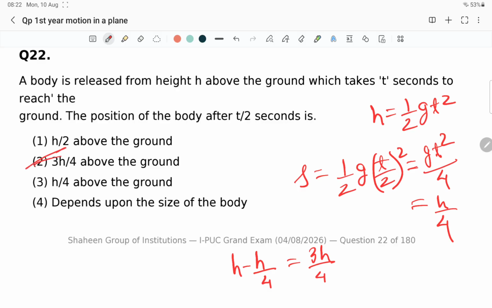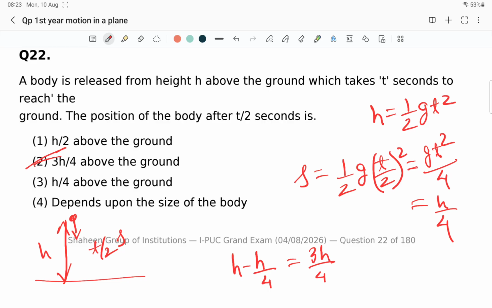Okay, so you need to visualize this. A body is released from height h above the ground, which takes t seconds to reach the ground. Where will it be at t by 2 seconds? First I told you h equals half gt square. Then we found out how much displacement it has moved in time t by 2. So half g, t by 2 the whole square, you got gt square by 4, which is nothing but h by 4. So it has traveled 1/4 of the distance from above. From the ground, it is h minus h by 4, that is 3h by 4.